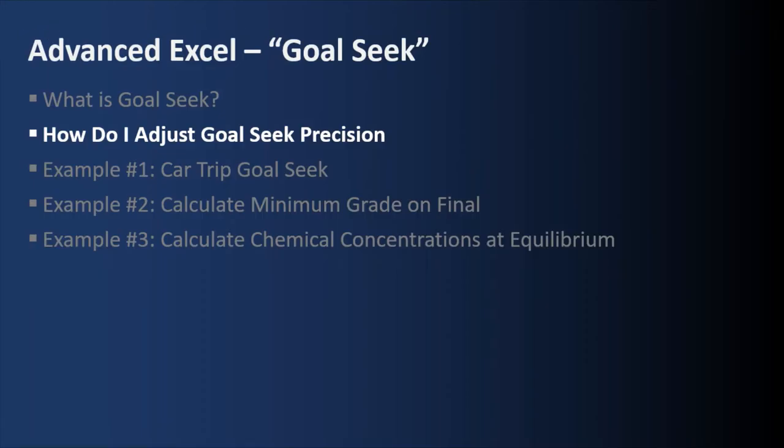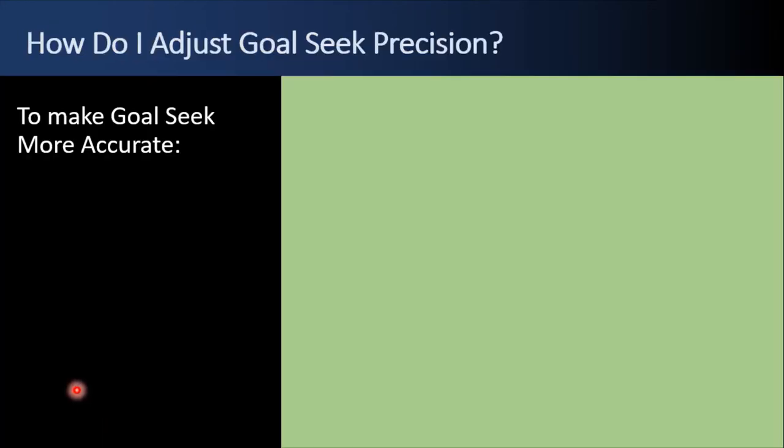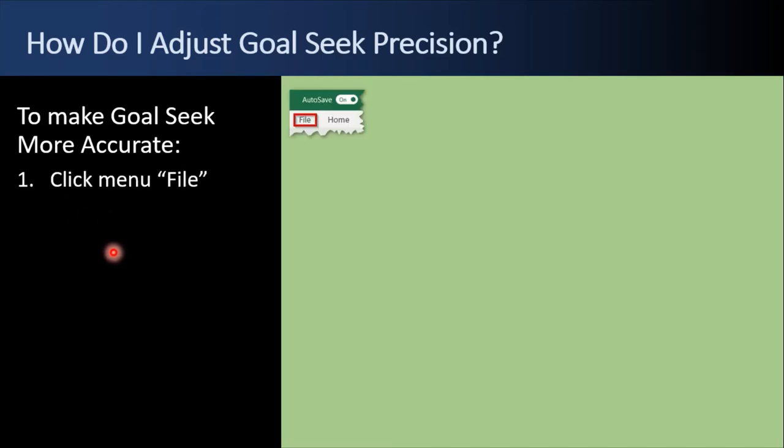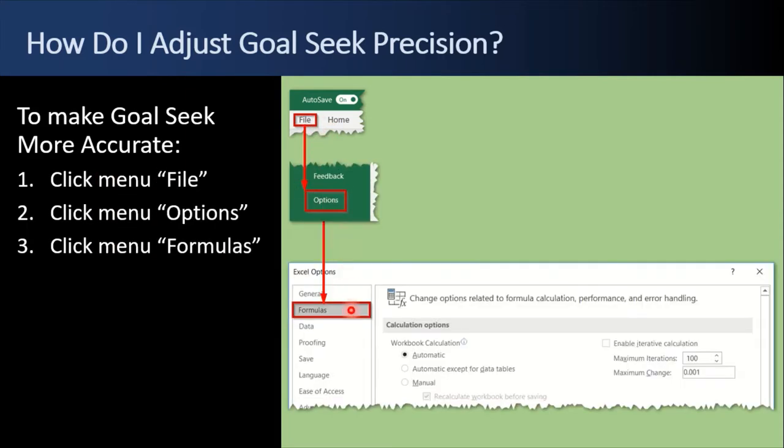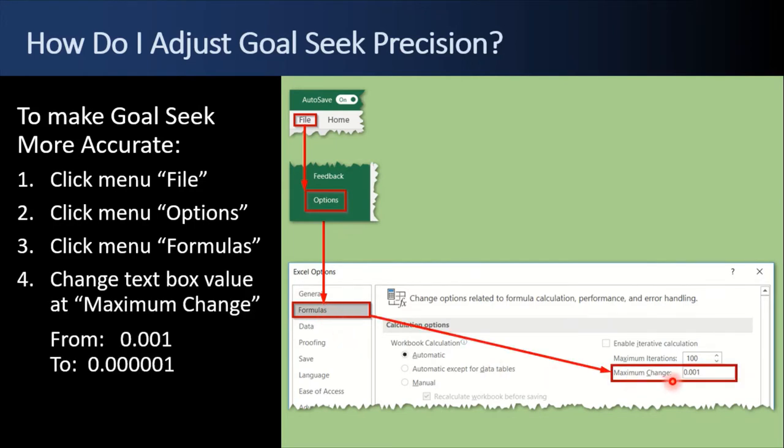Next up, how do I adjust goal seek precision? Or why? Well, you want to make goal seek more accurate and sometimes prevent errors, like we're going to see later in this presentation. To do that, you click the File menu in Excel, click Options, click the Formulas submenu, and then over here in Maximum Change, you can change it from the default 0.001.